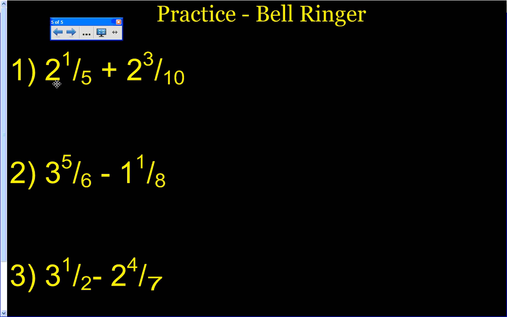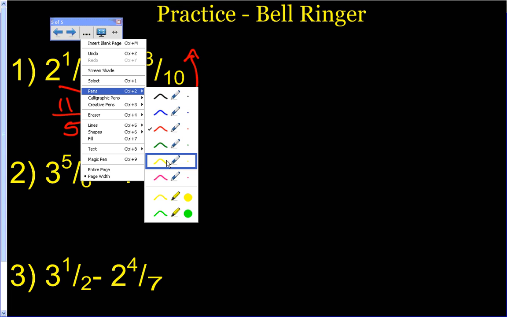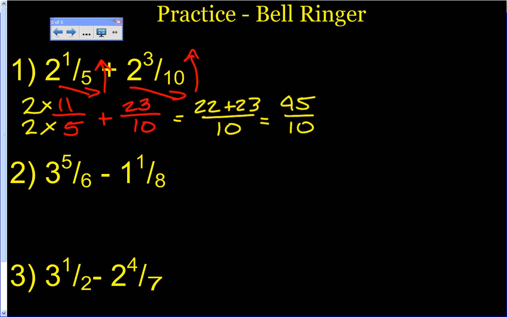All right, so to do these, again, we're going to change them to improper. 2 times 5 is 10, plus 1 is 11 over 5. 2 times 10 plus 3 is 20, plus 3 is 23 over 10. I need to get a common denominator. Can I multiply 5 times something to make it 10? Of course. I can multiply it times 2. So the top and the bottom by 2. So now I have 22 plus 23 over 10, which gives me 45 over 10.